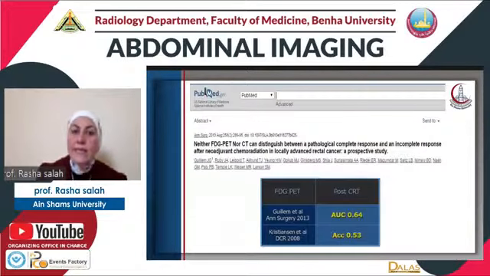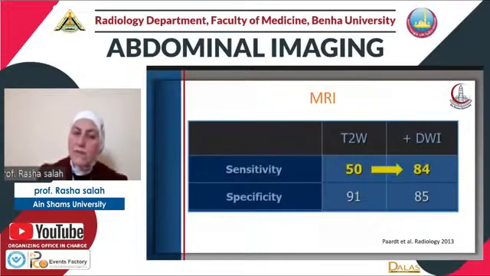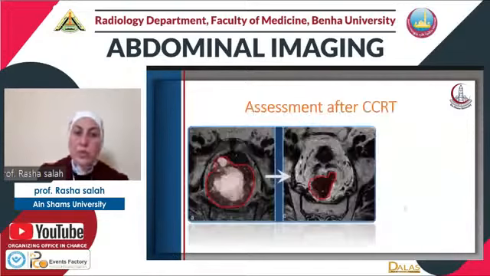So we can depend on the conventional T2 weighted image with the diffusion weighted image to increase the sensitivity of the T2 and also increase its specificity by the diffusion weighted image to discriminate between residual and complete radiological response. Here is an example of this huge rectal mass with central areas of necrosis, and this is the post-treatment change. The volume is remarkably reduced after treatment.